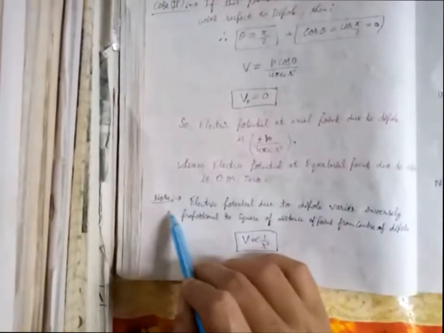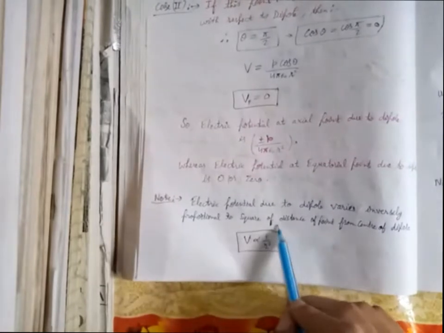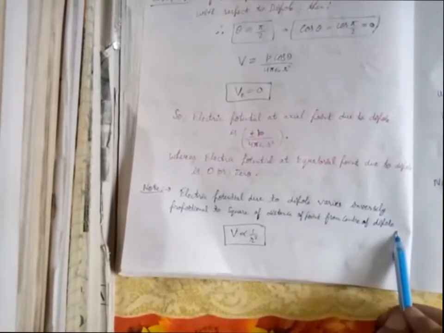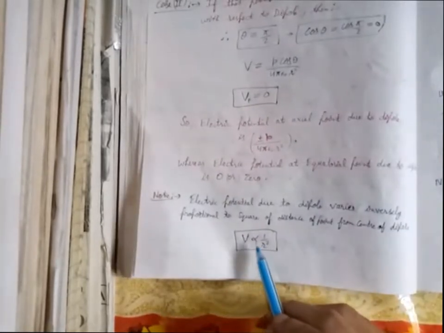There is one note: the electric potential due to a dipole varies inversely proportional to the square of the distance of the point from the center of the dipole. It means V is directly proportional to 1 by r square.